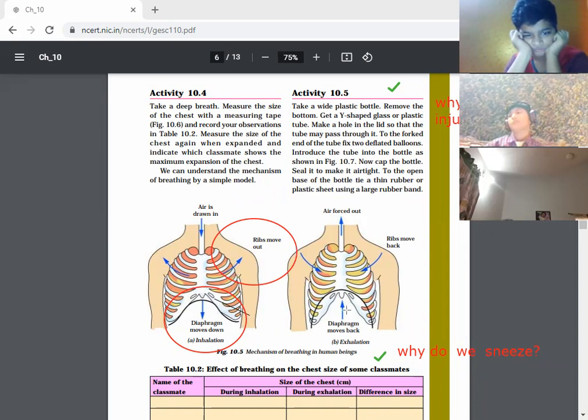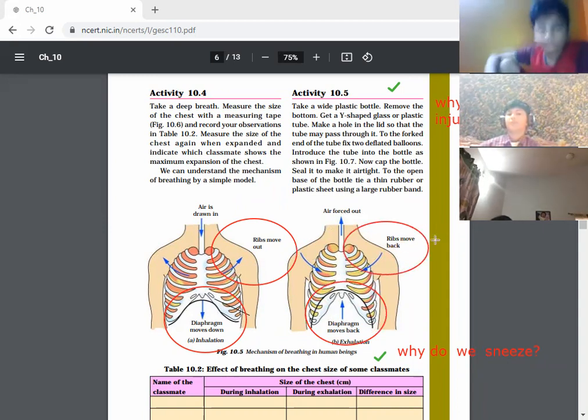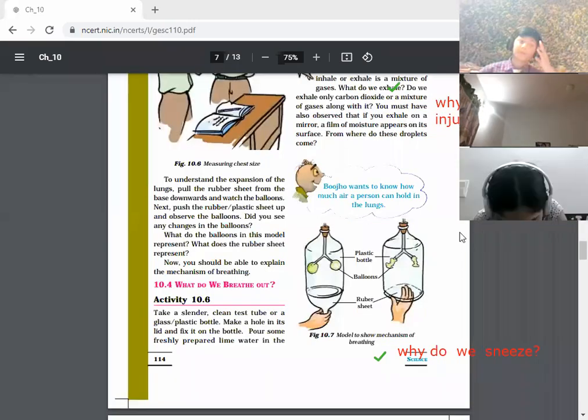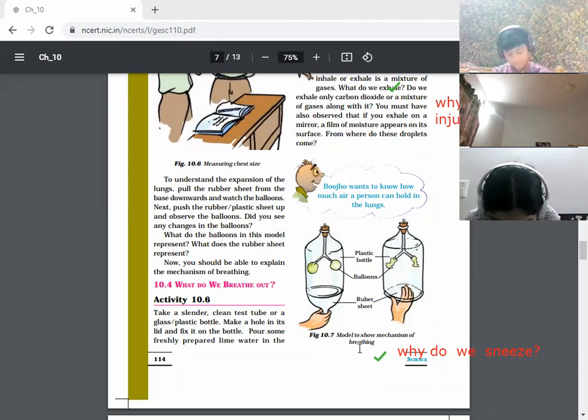On the other hand, when we exhale the air, at that time, what happens? Diaphragm comes back to its original position. It moves up and ribs move back to their position. So children, you have to learn it. It's very, very important, how our ribs are moving during inhalation and during exhalation. So children, this activity is related. This is a model of the mechanism of breathing.